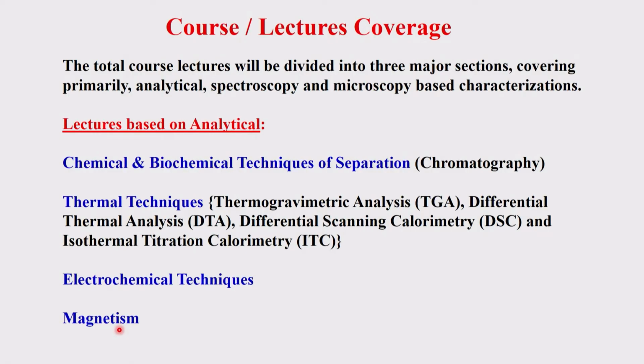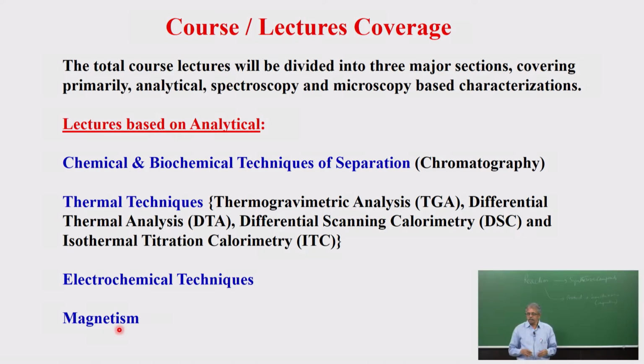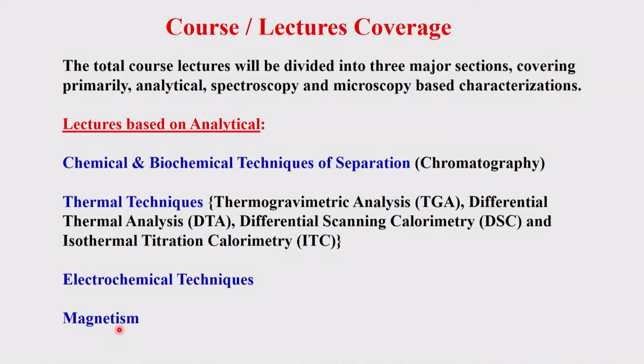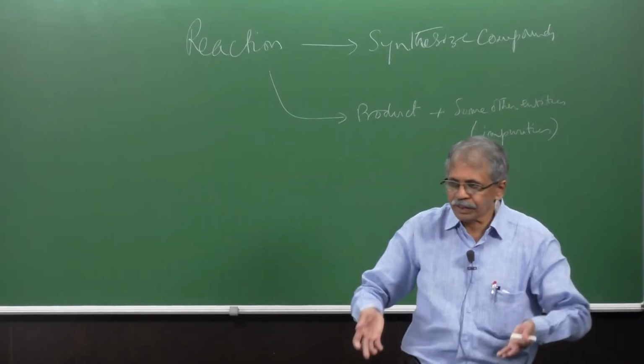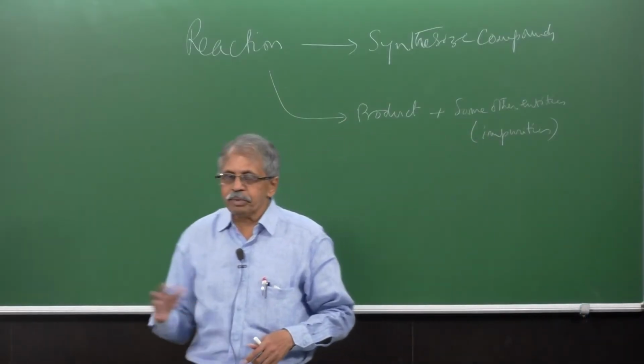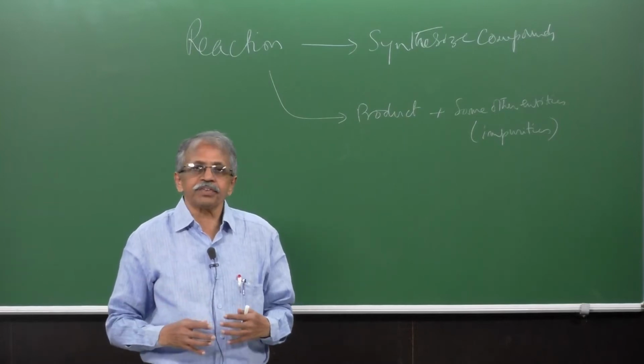There are a number of thermal techniques: thermogravimetric analysis, differential thermal analysis, differential scanning calorimetry, and isothermal titration calorimetry. These are all thermal techniques where one can understand the substance loss, what is the material that is lost, or what are the transformations occurring in the material when the energy is absorbed, when the energy is liberated. All those processes can be gauged from the thermal techniques.